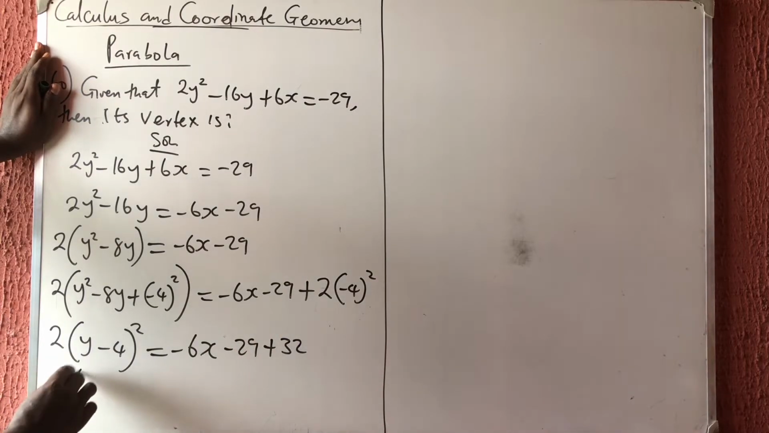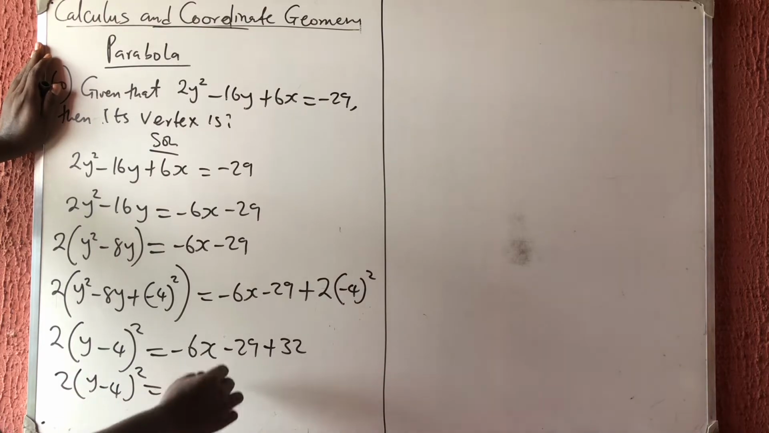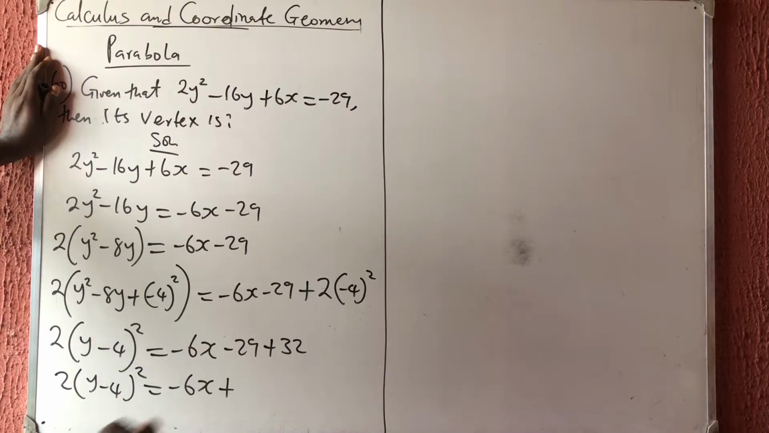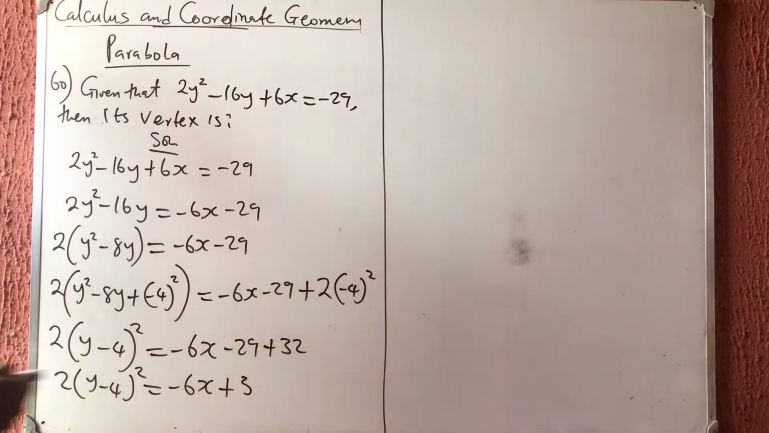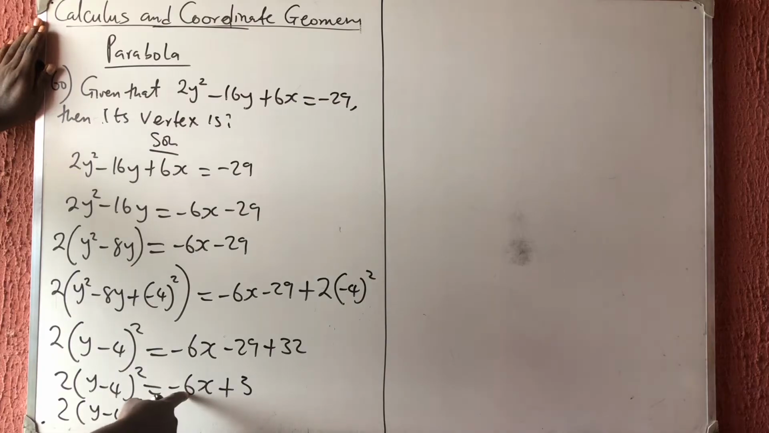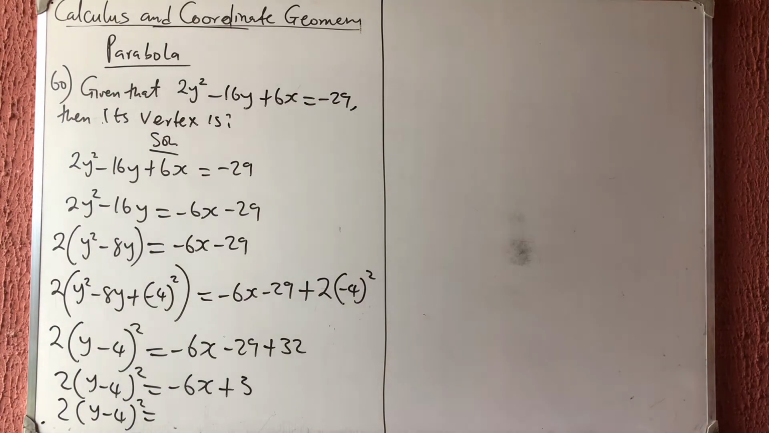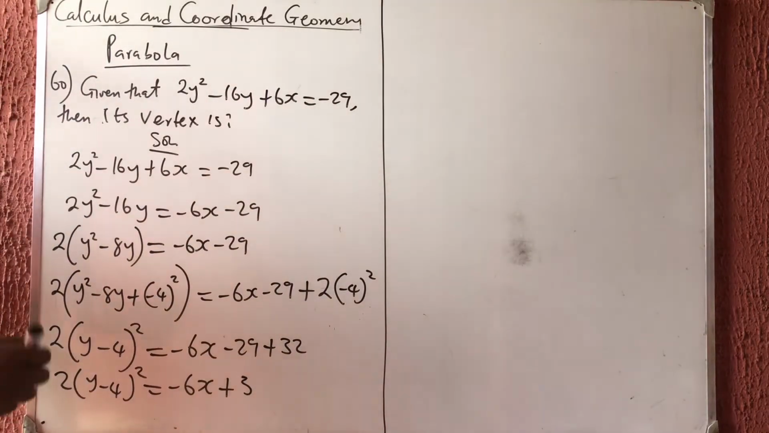Okay? So this is 2 into y minus 4 all squared is equal to minus 6x plus, is it 3? Yes, 3. Right? It's 3. 32 minus 29 is 3. Yeah, 3. Very short. Okay. So I'm having 2 in bracket of y minus 4 all squared is equal to, factor out this 6. Or before then, let me not solve it here. Let me solve it here. So let's leave this one alone.